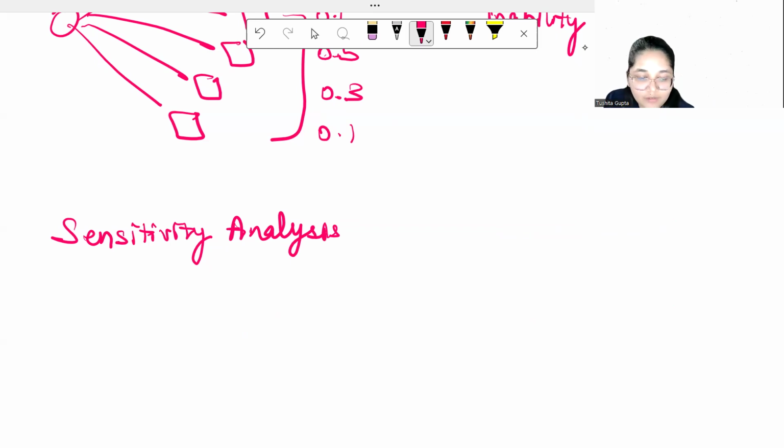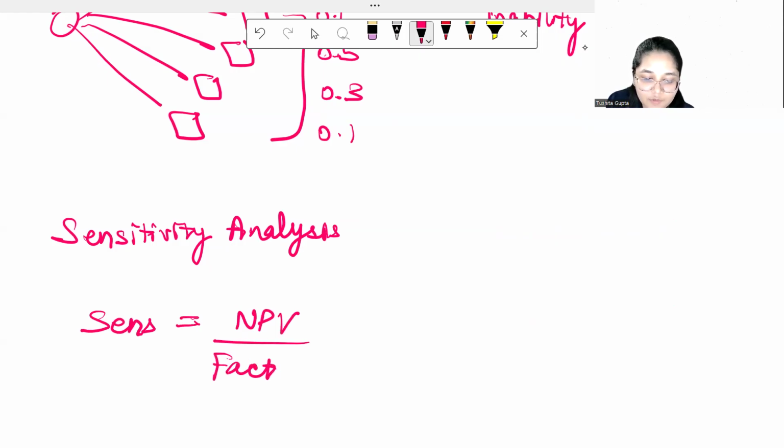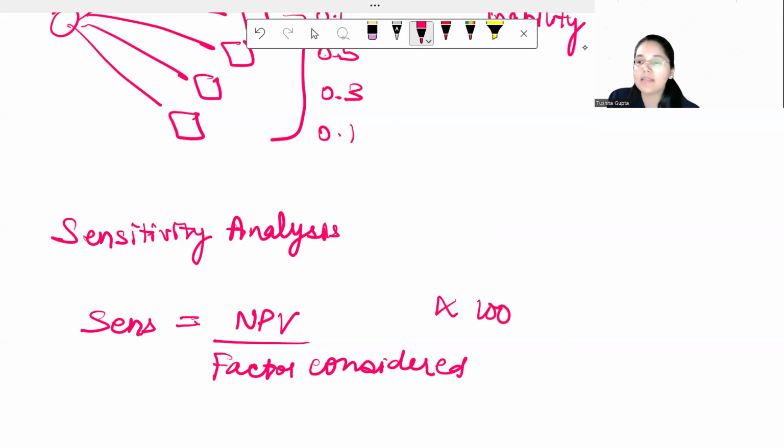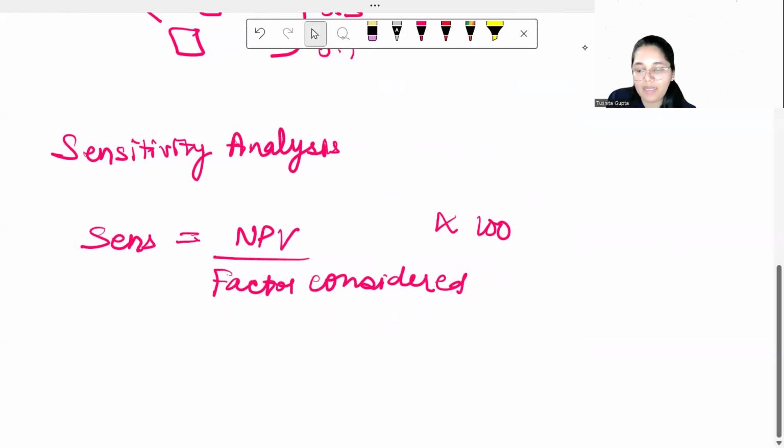So basically, how do you calculate the sensitivity? Sensitivity is equal to your NPV divided by the factor which you are considering. So let's suppose if I'm talking about the sales, I will divide it by the sales. Now, how sensitive is my NPV to my sales? So this is how you calculate the sensitivity of anything.